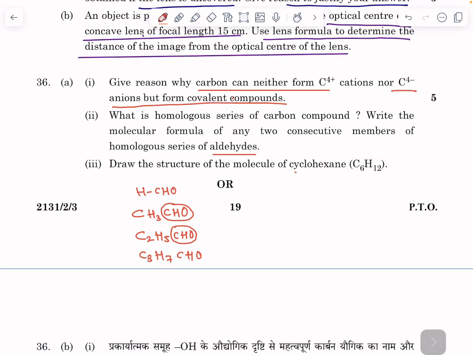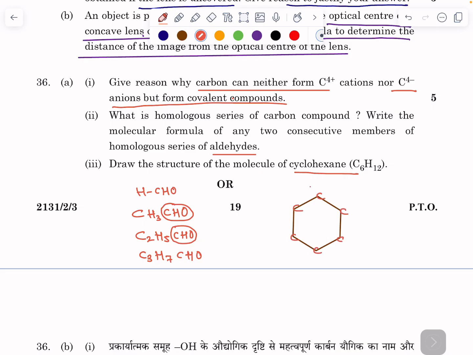These are the conjugative members, right? Draw the structure of molecule cyclohexane. The molecule cyclohexane looks like this. Yeah, this is a cyclohexane molecule, which means it has 6 carbon atoms with 2 hydrogens each.